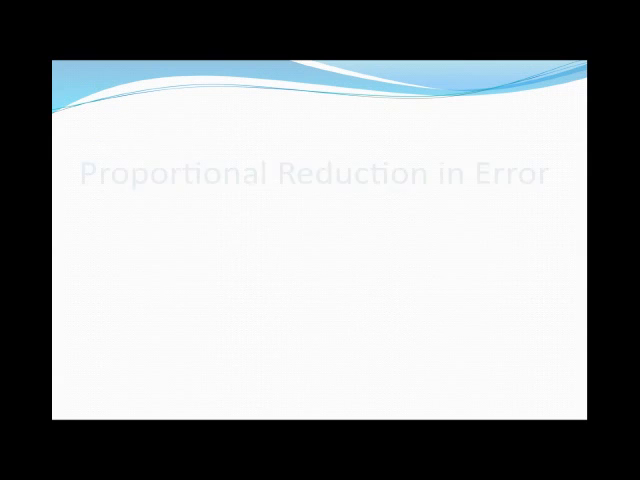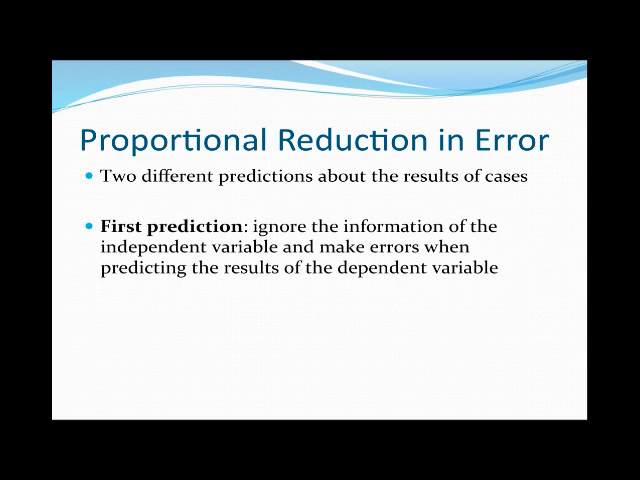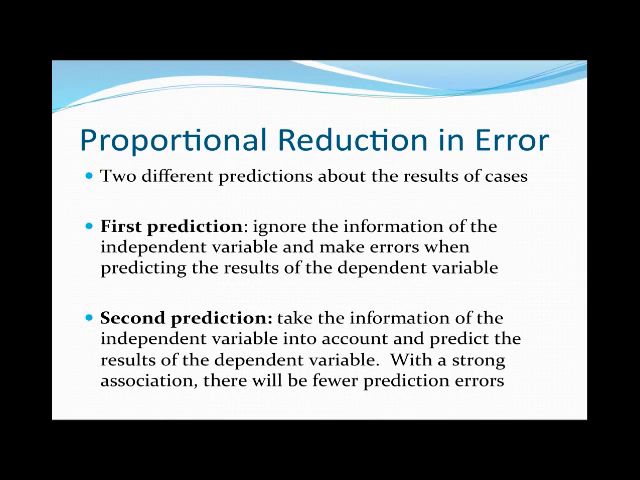Now, to find lambda, we have to first understand what proportional reduction in error is. When we find out what this is, then we can use it for our lambda formula. So, for proportional reduction in error, there are two different predictions about the results of cases that we have to find. The first prediction is that we have to ignore the information of the independent variable and make errors when predicting the results of the dependent variable. For our second prediction, we will take the information of the independent variable into account and predict the results of the dependent variable. With a strong association, we will have fewer prediction errors.